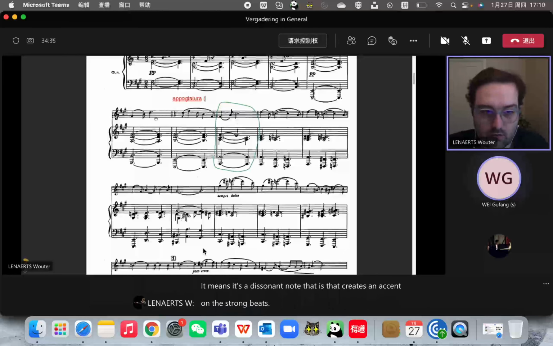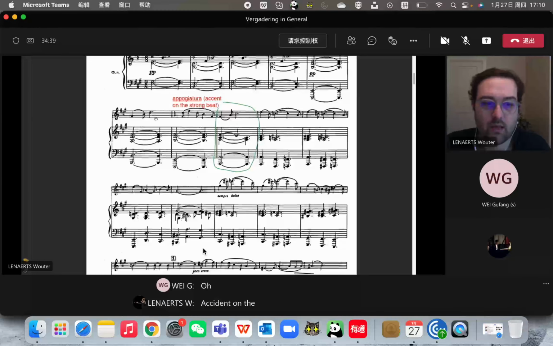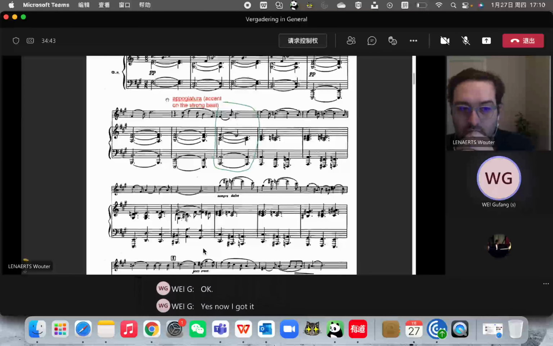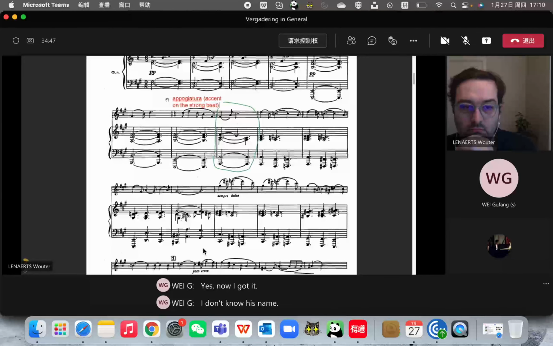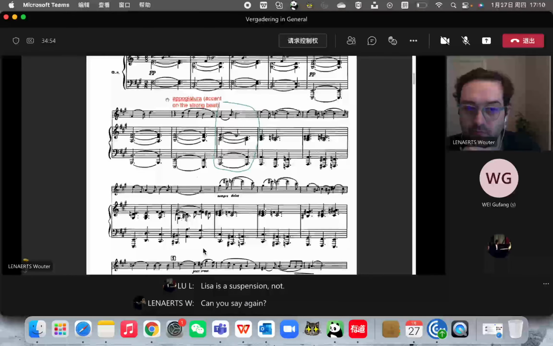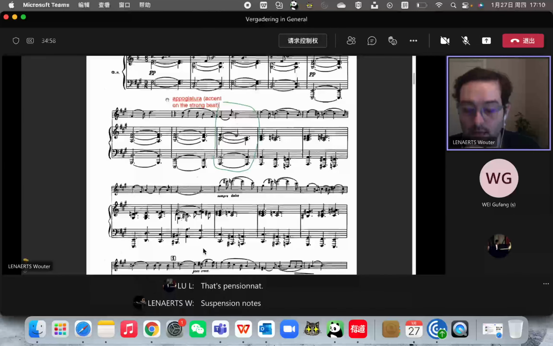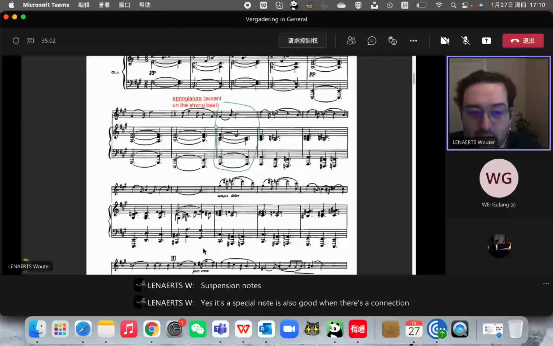You tell him, this is a suspension, an accent on the strong beat. And it's an ornament, eh? Yes, now I got it. Ask him its name. This is a suspension note. Can you say again? Suspension note. Yes. Suspension note is also good when there's a connection to the previous bar.